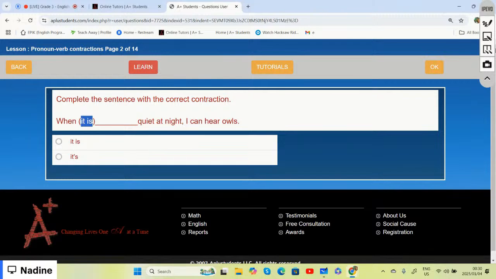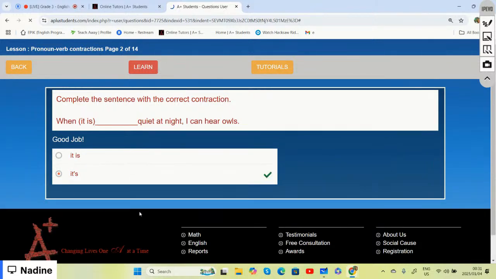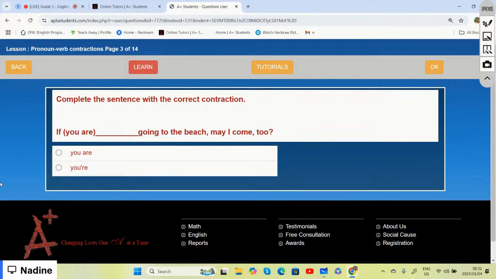So the first option, which is it is, or the second option, which is it's. And if we were to choose the correct option, then yes, well done. The second option is correct. So it's is the contraction of it is. Well done. If you are going to the beach, may I come too?